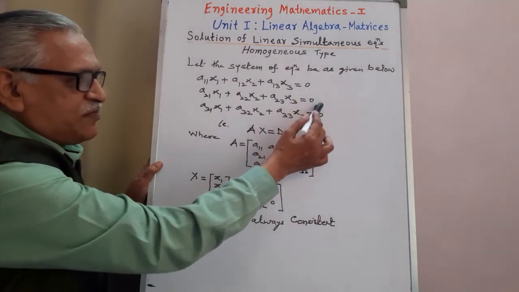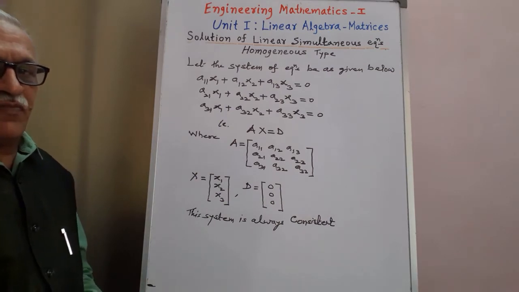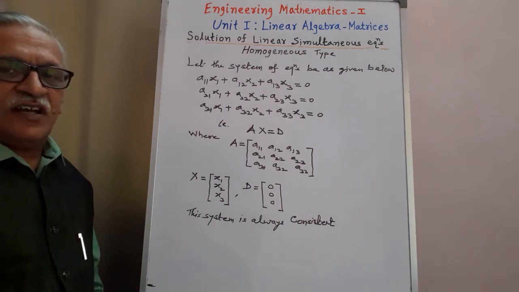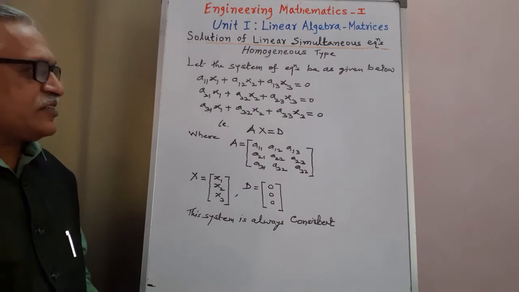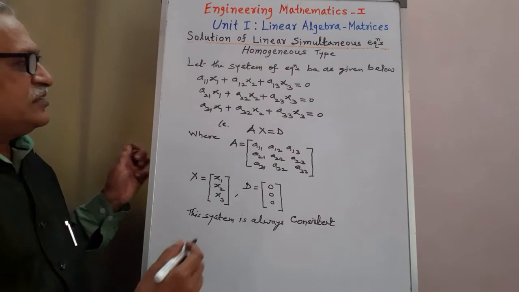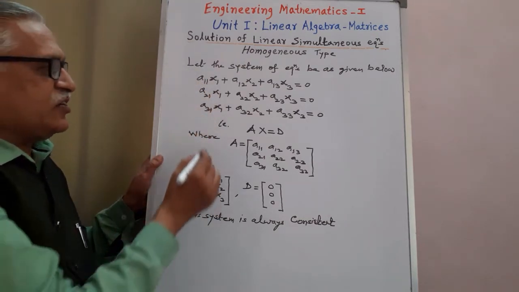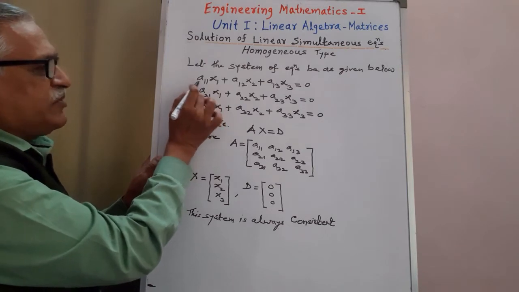And if any one of the values is not equal to 0, then it is a non-homogeneous type of equation, which I have discussed in the previous lecture. Today I will discuss this second type, that is homogeneous. For that, let us consider three equations in three unknowns as given below.